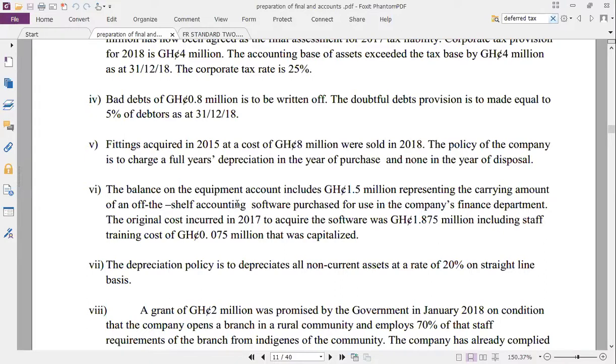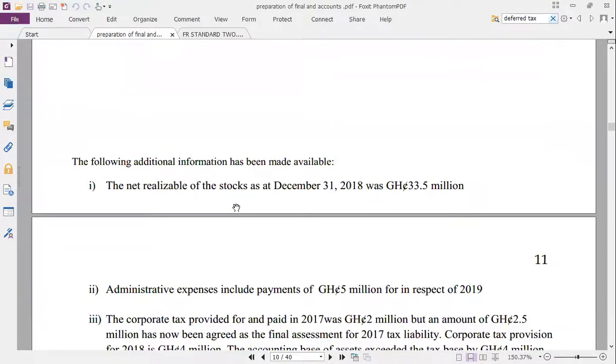the depreciation policy is to depreciate all non-current assets at the rate of 20% on straight line basis. So for straight line, it's just the rate multiplying the cost less the scrap value. The cost less scrap value is called the depreciable amount, the amount that will suffer depreciation. Good. So now let's go to the trial balance and bring the assets and start depreciating them.